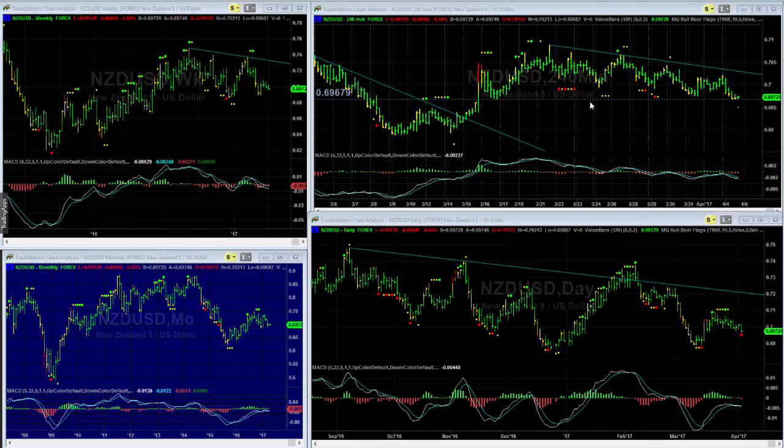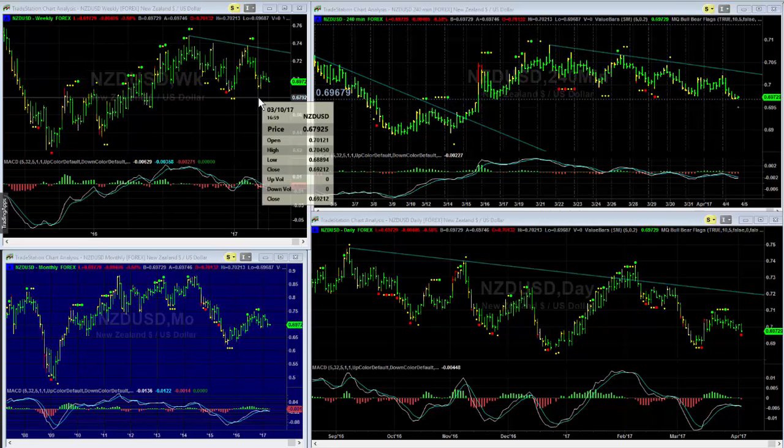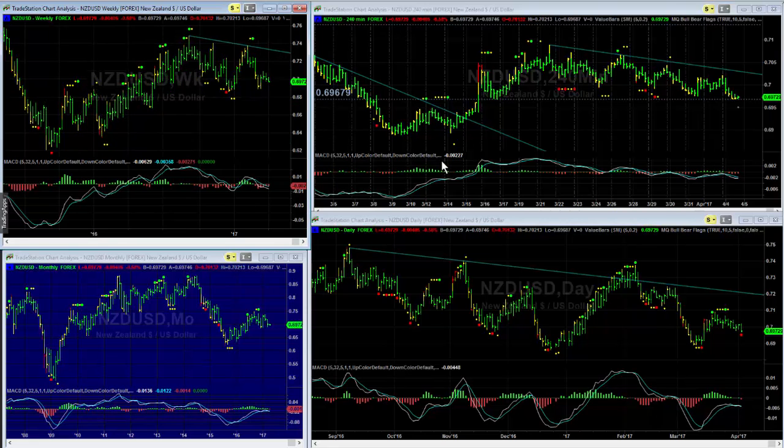And finally, the Kiwi dollar. You can see we're sitting on this previous support here of 0.69679, and if we can break through that, then we might find ourselves running down to around 0.68894. So let's keep an eye on that one. It's looking rather bearish on the weekly and the 240, but a little bit neutral to bearish on the daily.